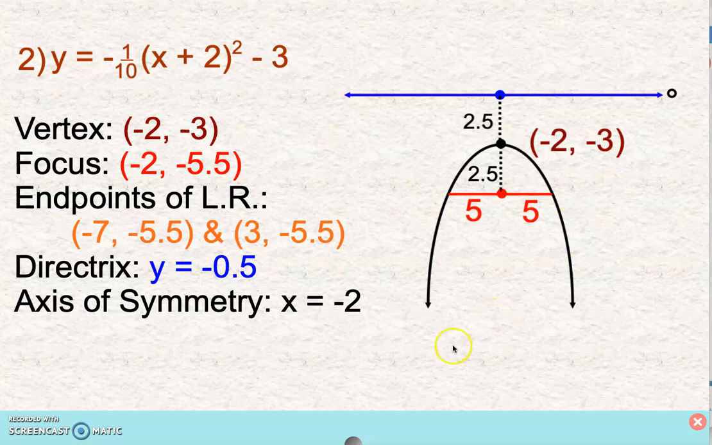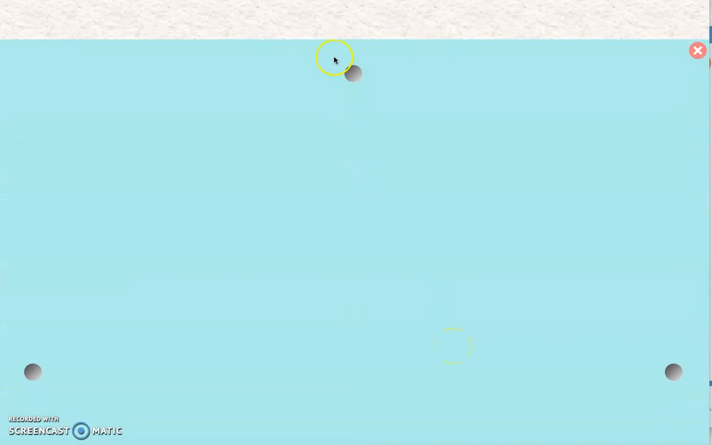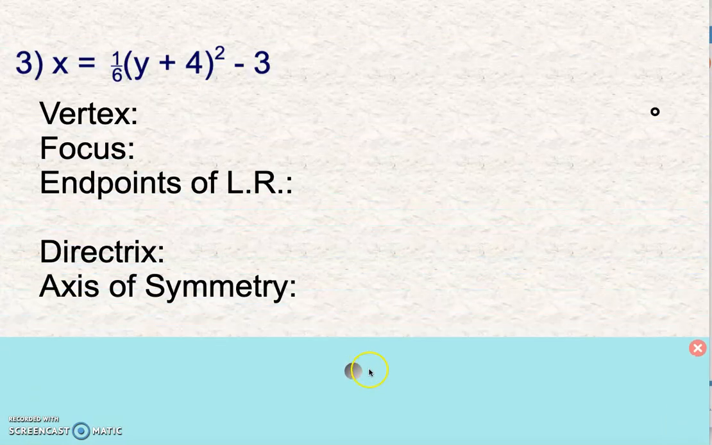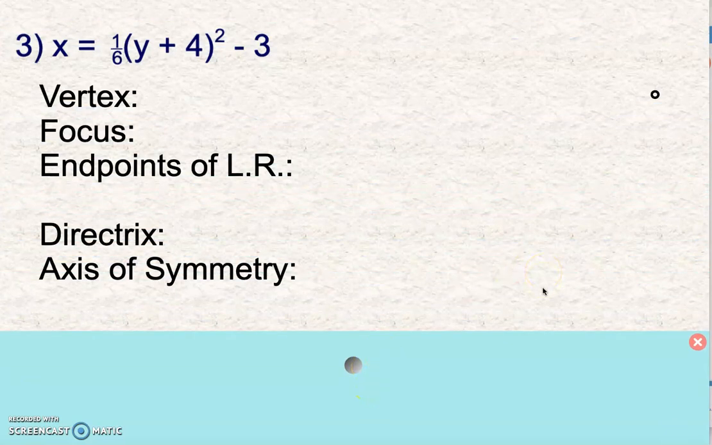Well, let's try another one here and see how you do. Ooh, look at that screen. Turquoise. So here's another one. Why don't you see if you can pause the video and figure this one out. So go ahead and hit pause.